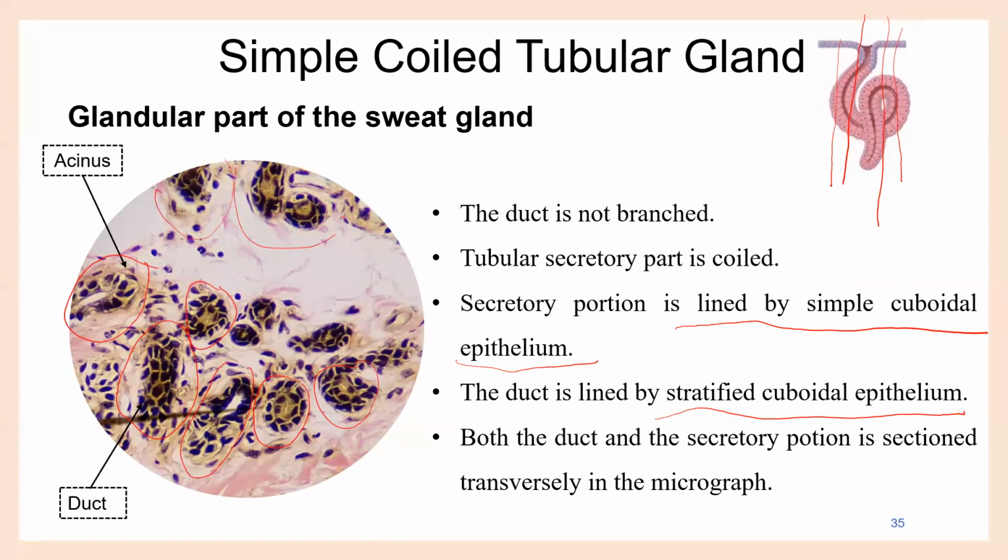And of course there is connective tissue surrounding it. This is again a skin special stain. Simple coiled tubular gland is specific for sweat glands. You don't see it anywhere else in the human body, right? Sweat glands are also of different types, and they are present in all the skin, right?